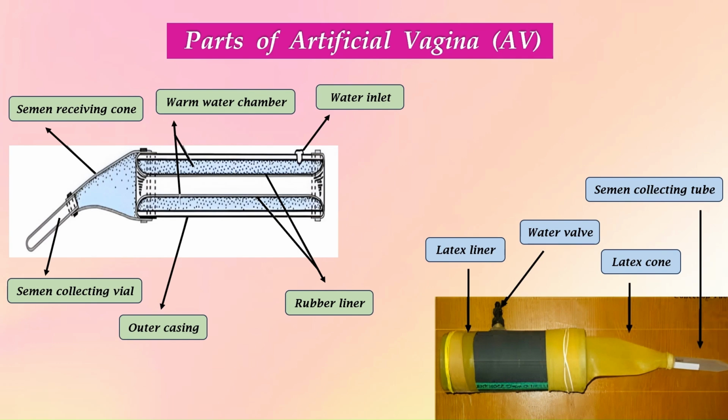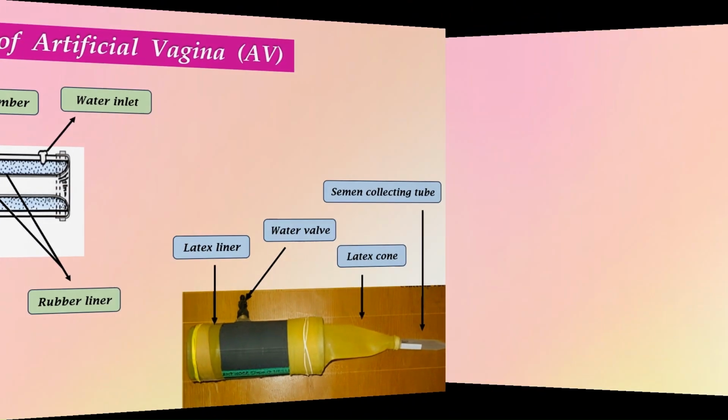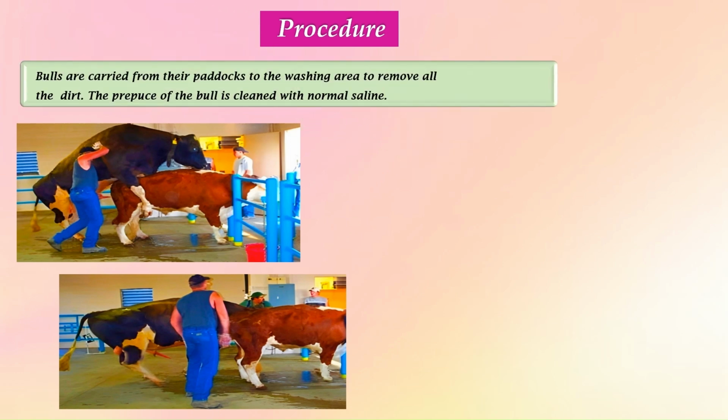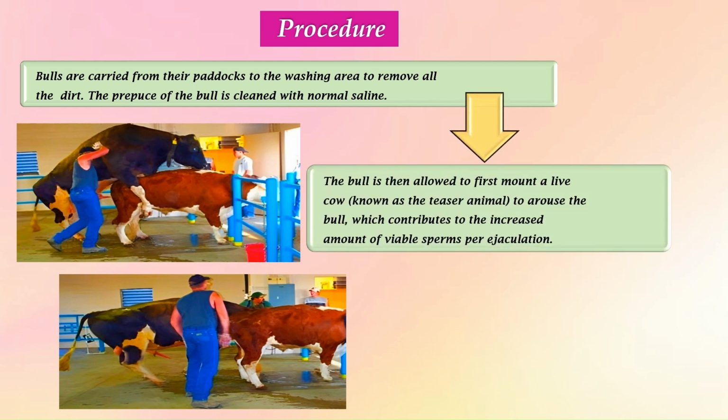The rubber liner should be checked for any defects, such as pinholes, which cause water leakage into the artificial vagina. The sequential procedure for artificial vagina method is illustrated here. First and foremost, the bulls are carried from their paddocks to the washing area to remove all the dirt, and the prepuce of the bull is cleaned with normal saline.